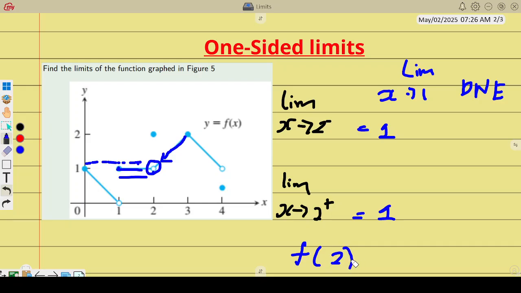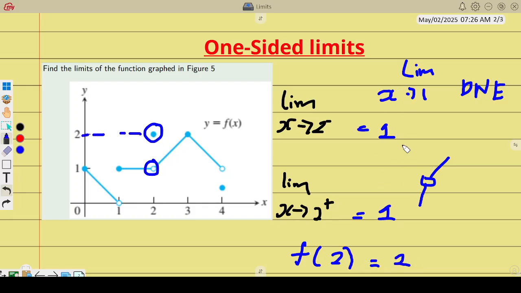f of 2. So what is the value of the function when x is 2? Remember I said when we have a dot, it means it's not part of the solution. The point is just there, but it's not part of the solution. In this case, you can see that at 2 we have two dots, this one and that one. The one for f of 2 is the one which is shaded. So f of 2 is going with 2.